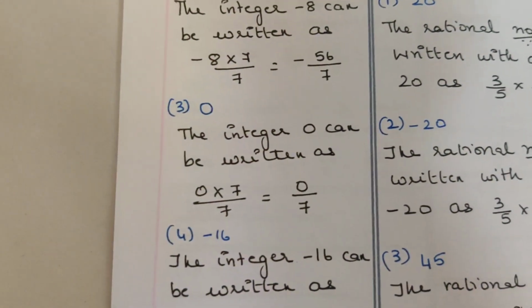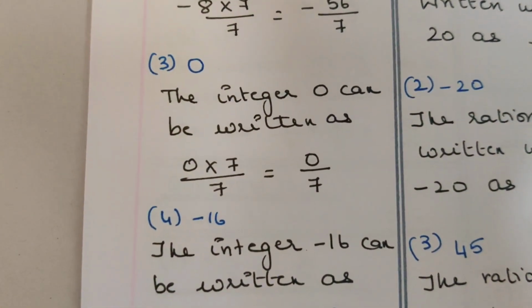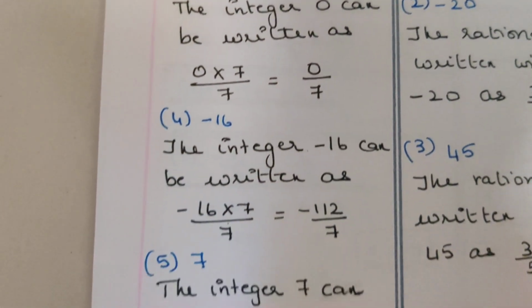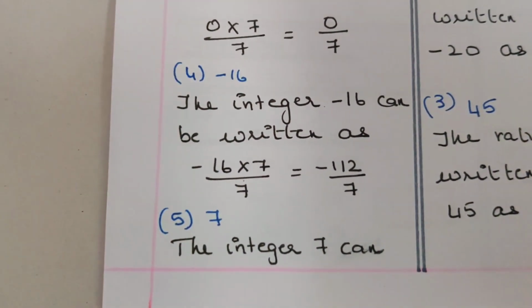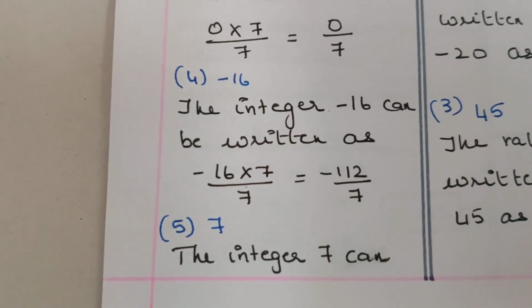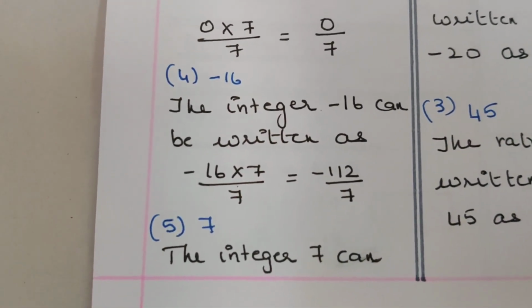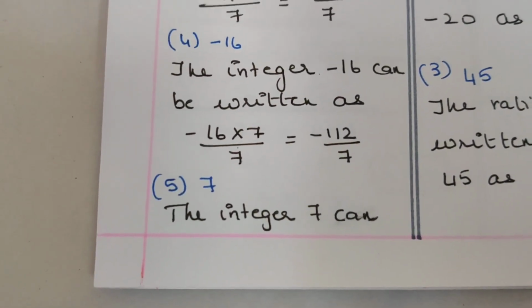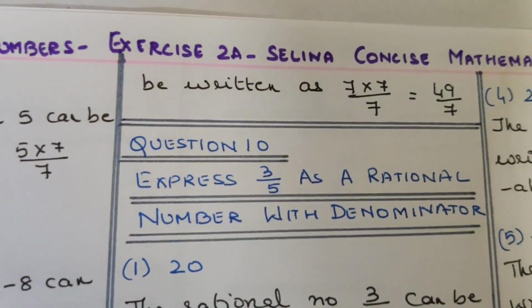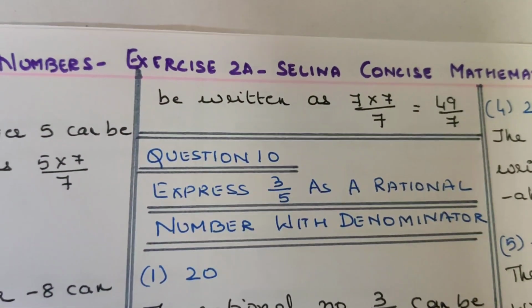0. Multiply both numerator and denominator by 7. So it becomes 0 by 7. So for minus 16, again multiply the numerator and the denominator by 7. The answer is minus 112 by 7. Again now it is 7. So multiply both the numerator and the denominator by 7. It becomes 49 by 7.